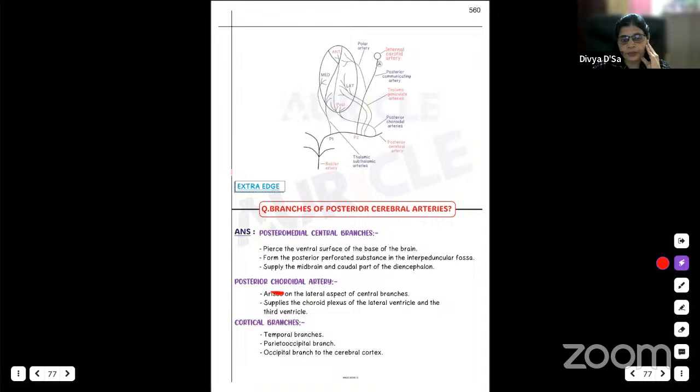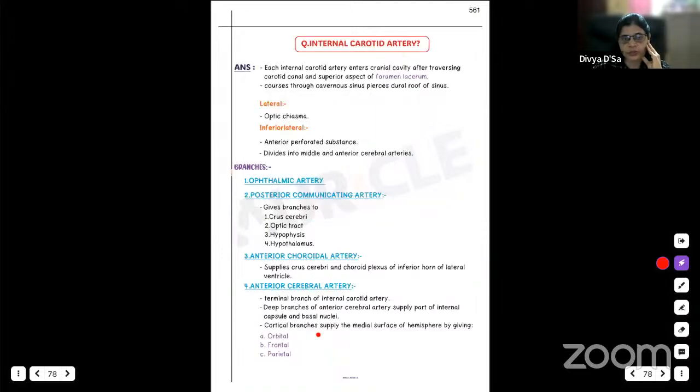Then it also gives the posterior choroidal artery. It arises on the lateral aspect of the central branches and supplies the choroid plexus of the lateral ventricle and third ventricle. Cortical branches are the temporal branches, parieto-occipital branch and occipital branch. All these branches go to the cerebral cortex.